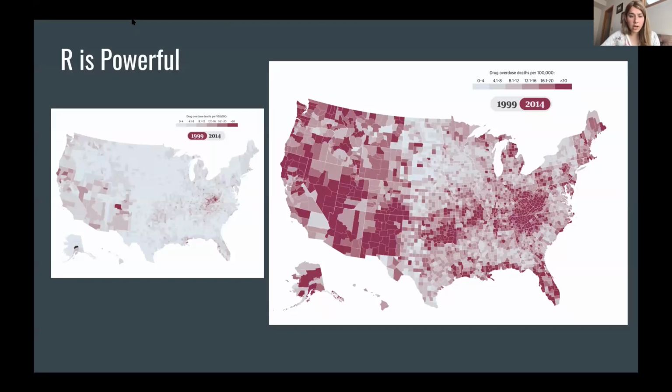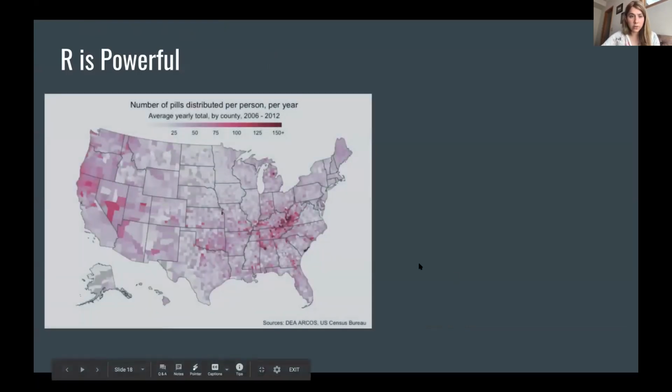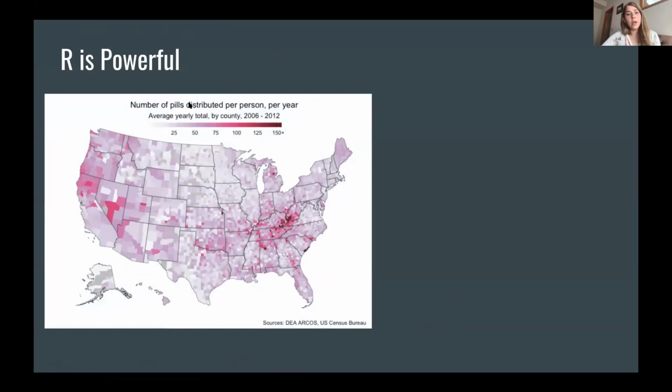I was interested in seeing if the distribution of opioid pills in these counties would reflect the overdose deaths. So I was able to create this graph, using the same color scheme, where I looked at the number of pills distributed per person per year across all these counties, from 2006 to 2012.